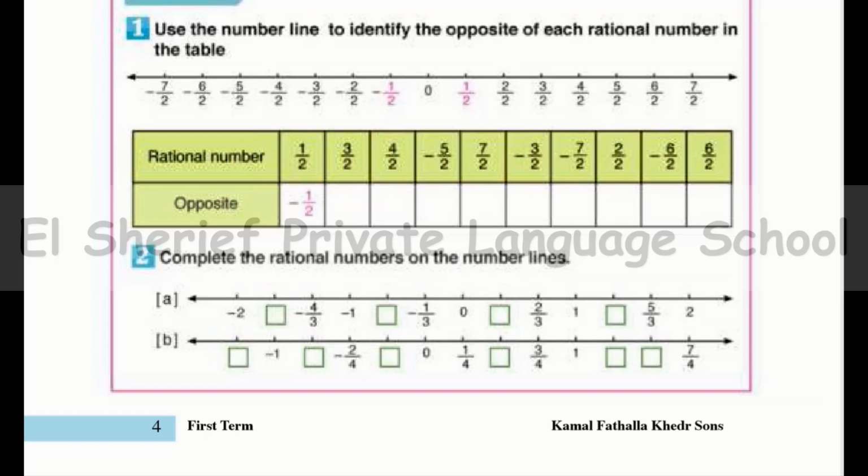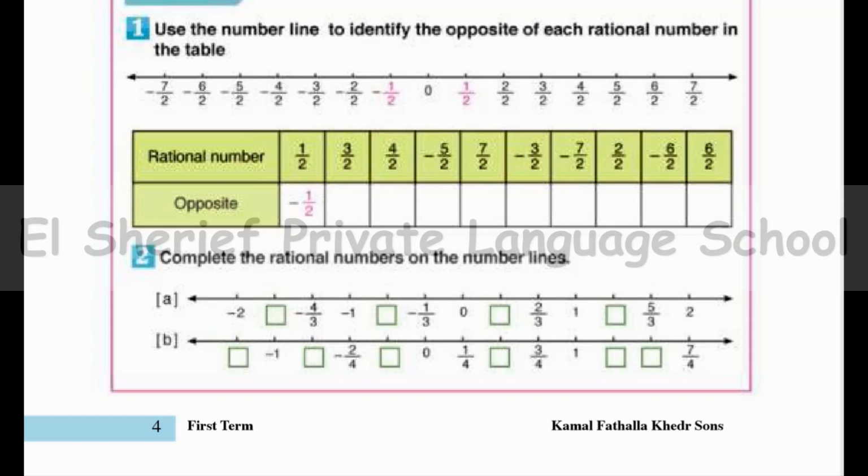Our lesson today is solving exercises on lesson 1, the set of rational numbers. Exercise number 1, use the number line to identify the opposite of each rational number in the table. Here I have a number line divided into equal parts with denominator 2. Look at 0. In the right direction I have 1 over 2, 2 over 2, 3 over 2, and so on. In the negative direction, negative 1 over 2, negative 2 over 2, negative 3 over 2, and so on. Here I have the rational number and he wants me to get the opposite number.